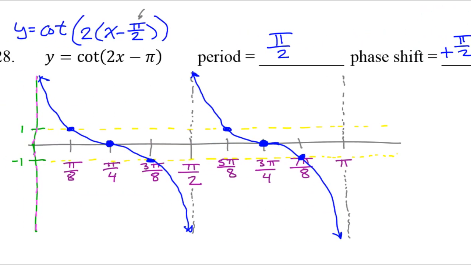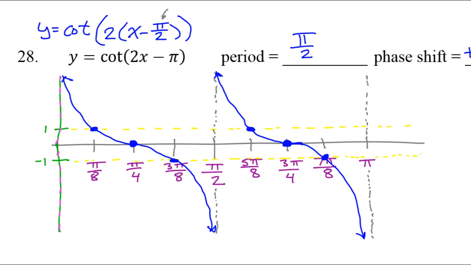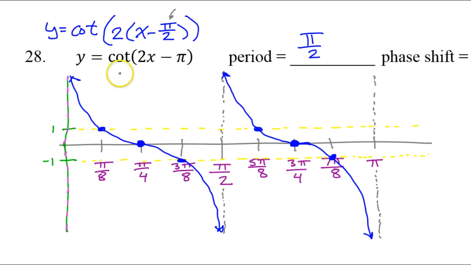Take one more gander at this beautiful graph, because this is what a graph of 2 periods of the cotangent function will look like.